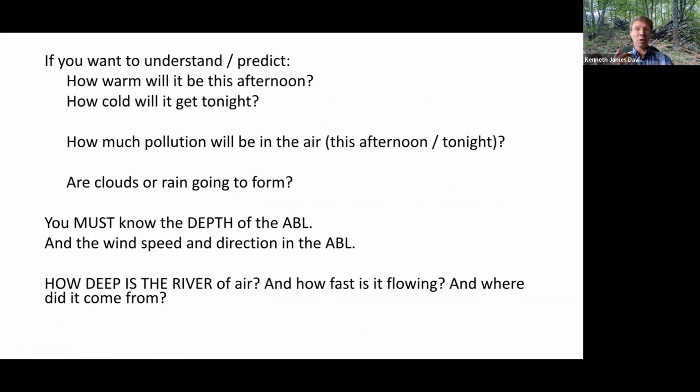If you want to know how warm it's going to be, how cold it's going to get, how much pollution is going to be in the air, are there going to be clouds or rain, you have to know the depth of the ABL. You have to know the wind speed and direction in the ABL. So how deep is the river of air? How fast is it flowing? Where did it come from? Are questions we have to answer.